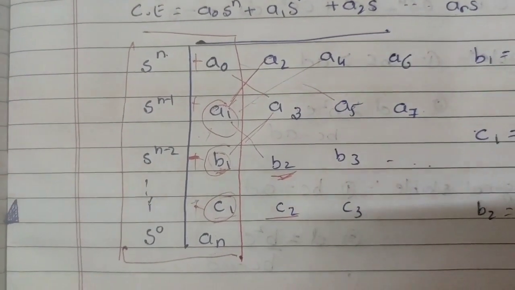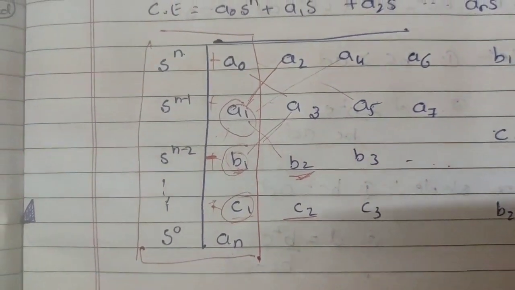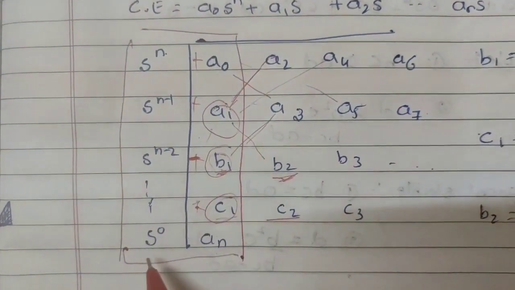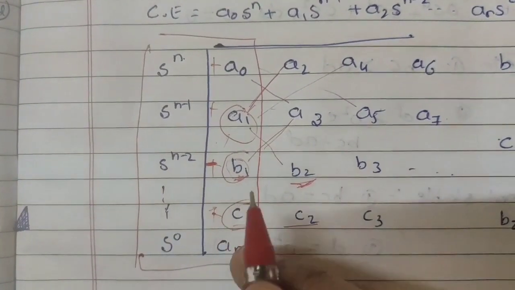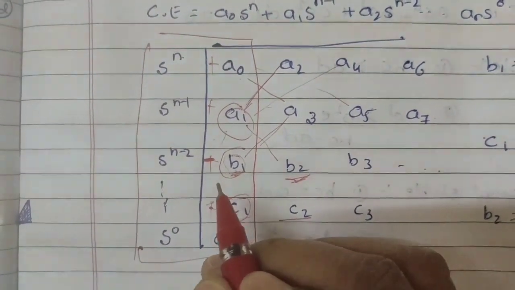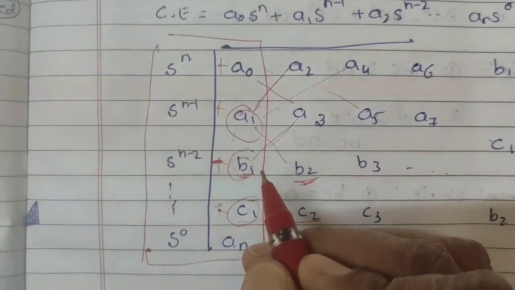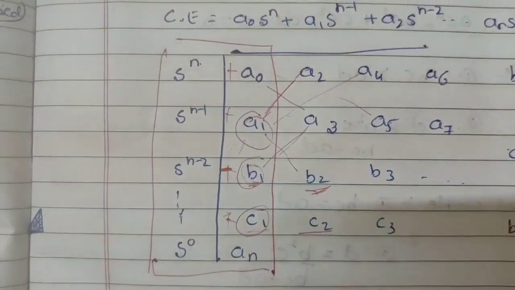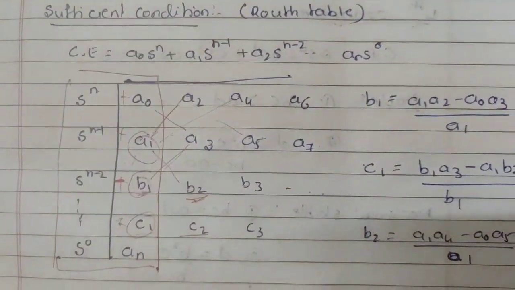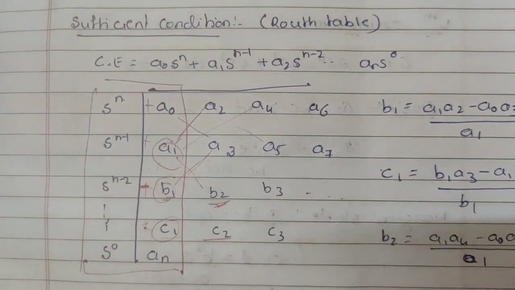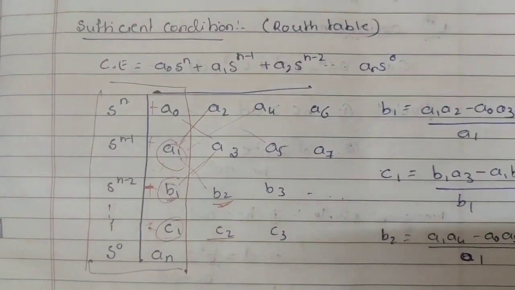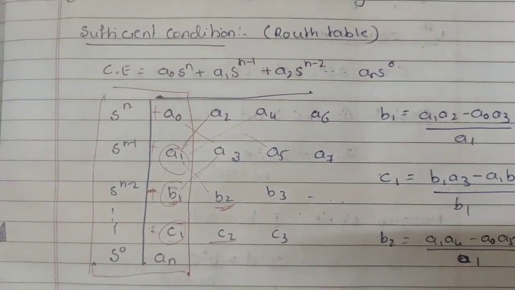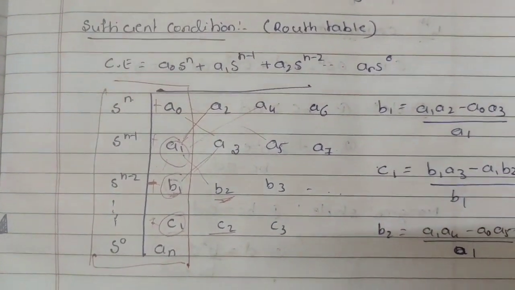Please understand this concept correctly. The number of sign changes in the first column of the Routh table is equal to the number of closed loop poles in the right half of the S plane. Then the system will become unstable. The number of sign changes in the first column of the Routh table equals the number of poles in the right half of the S plane, so the system becomes unstable.